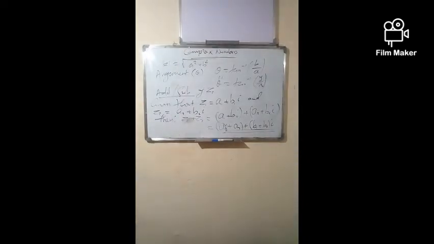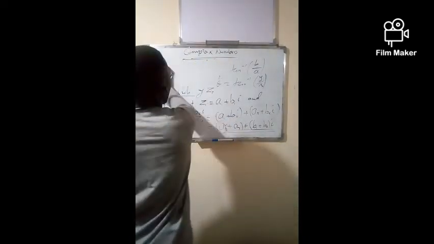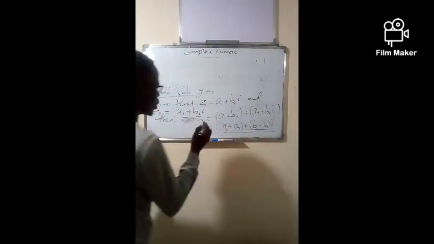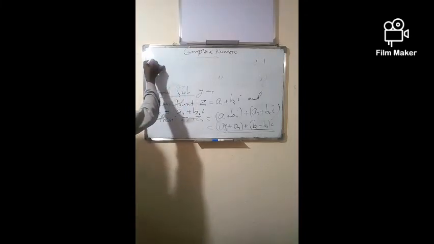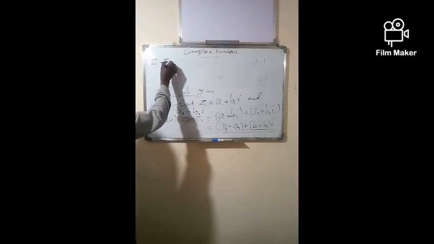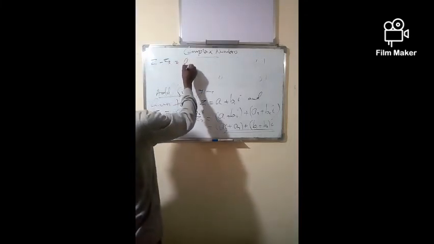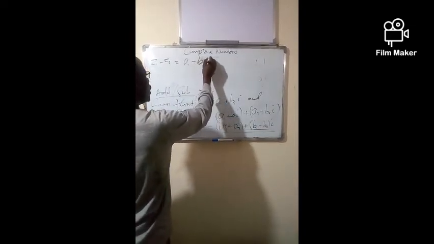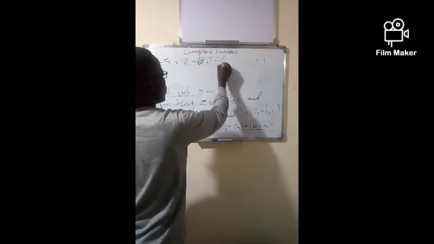So we already looked at that. And then subtraction, how do we subtract? I'm going to be a bit more careful on subtraction. So we say that z1 minus z2 is going to be equal to a1 plus b1i minus what?